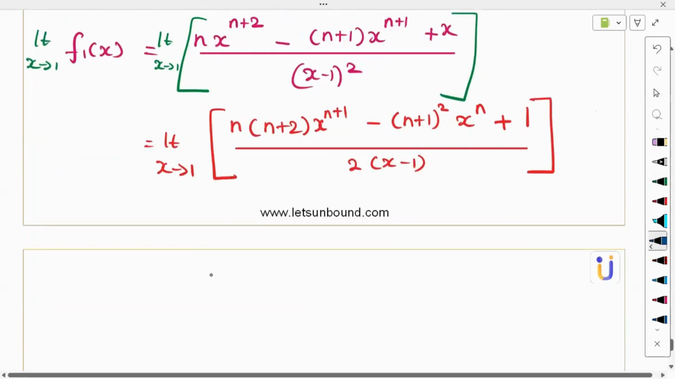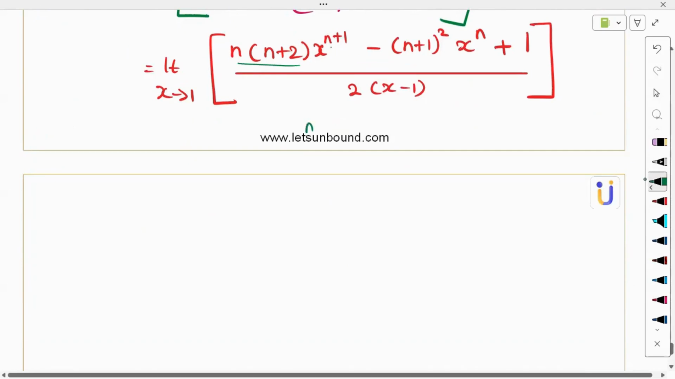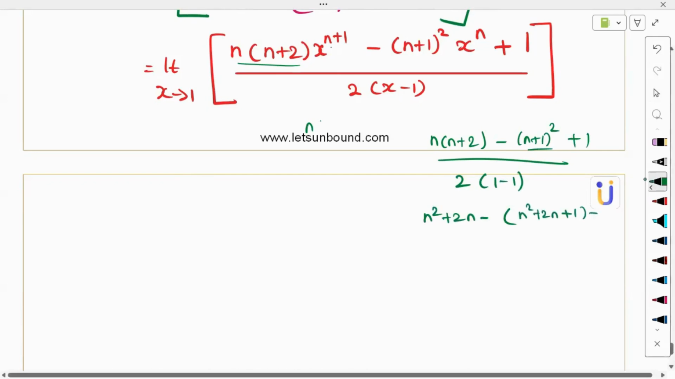Right? So now let us substitute and check quickly. Okay, this is okay, but 1 power n into, let's do here, n into (n+2) minus (n+1) the whole square plus 1 by 2 into (1 − 1). Anyways, the denominator is 0, but let's check the numerator. N square plus 2n minus, when you expand it, (n square plus 2n plus 1), plus 1, and n square plus 2n, take the minus inside. This will become 0. So 0 by 0, again indeterminate form. So redo L'Hopital's rule.